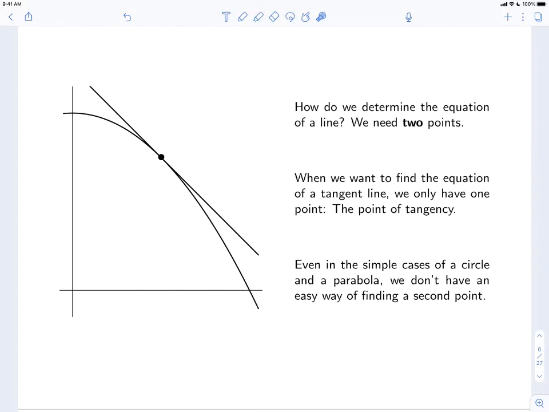So how do we determine the equation of a line? We need 2 points, because 2 points determine a line. When we want to find the equation of a tangent line, we have a problem. And that problem is that we have only 1 point, which is the point of tangency. So even in the simple cases of a circle and a parabola, we don't have an easy way of finding a second point on the tangent line.